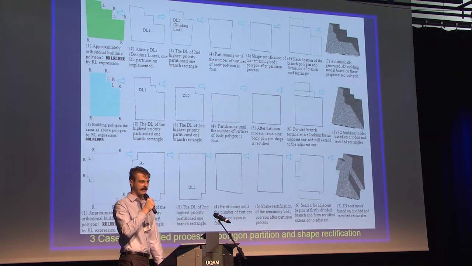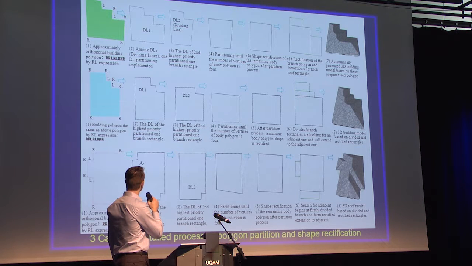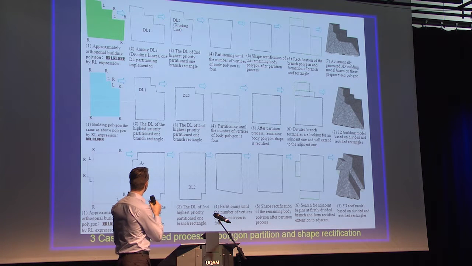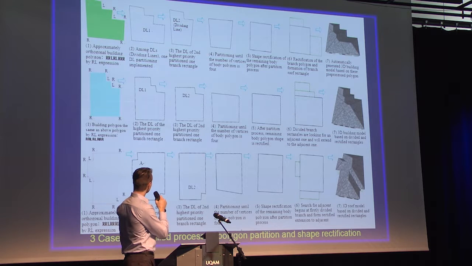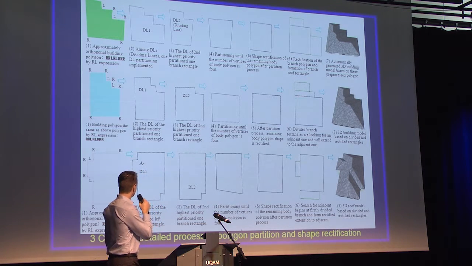So this is a breakdown of how our algorithm works for generating the building models. The building shape is divided into sets of right and left turns based on traversing in a clockwise manner. And then dividing lines are created between the polygons, which are then divided into main and separate branch roofs and partitioned based on the number of vertices. Next.